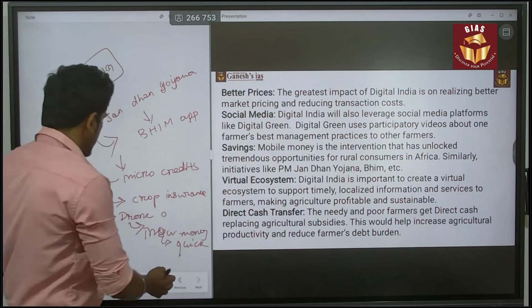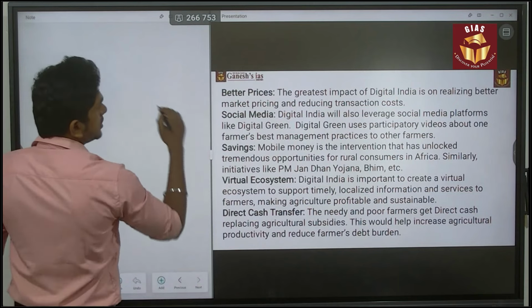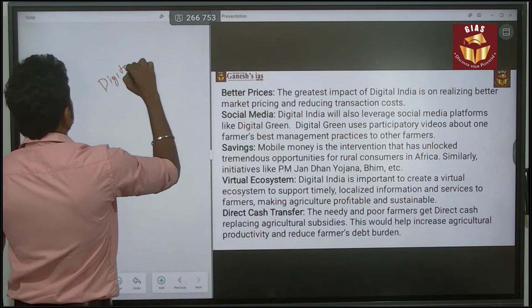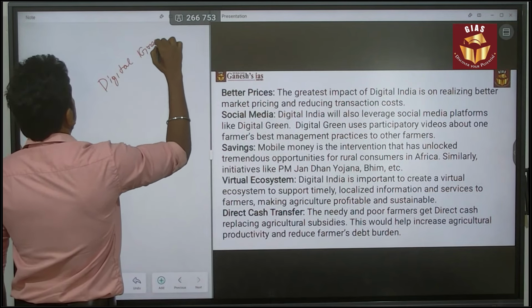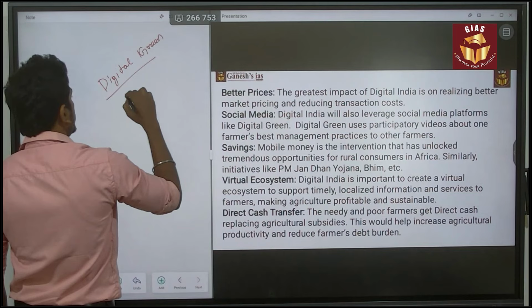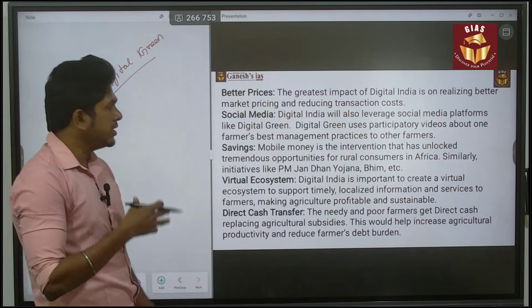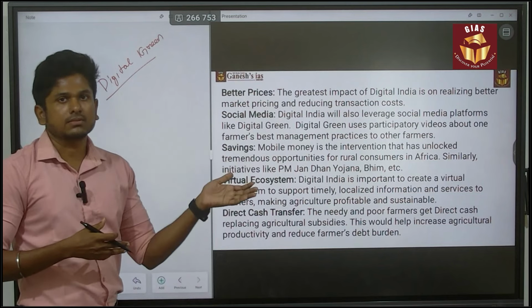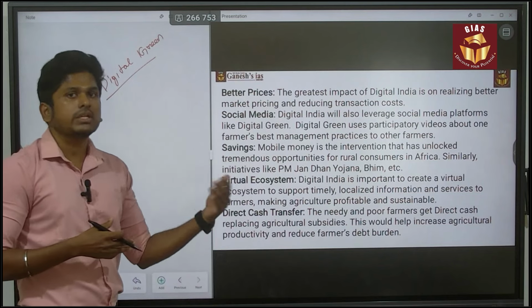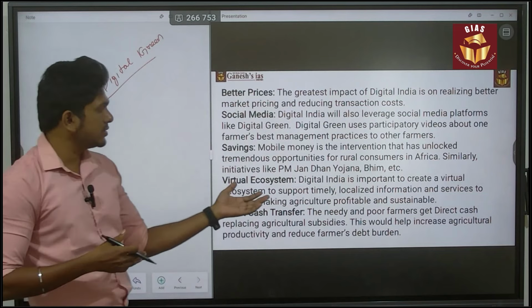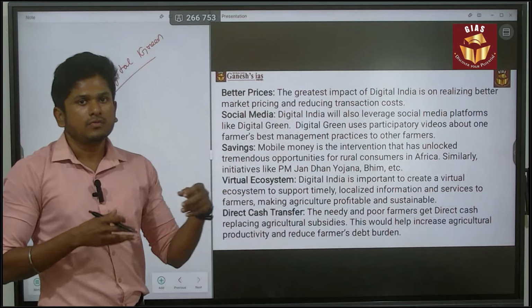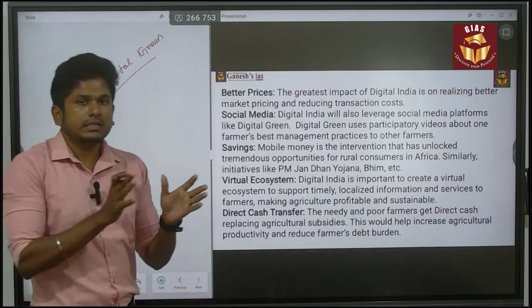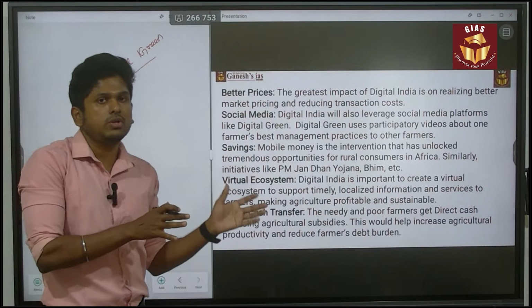And there is another thing on social media platforms called Digital Green. It is on Twitter, on YouTube, and even now on Insta also. What they do is share the best practices, and by this it is increasing the productivity of the land. Also, the next major thing is the virtual ecosystem. From sowing to harvest, even at post harvest, the Digital India program is, one way or another, going to help the farmer.